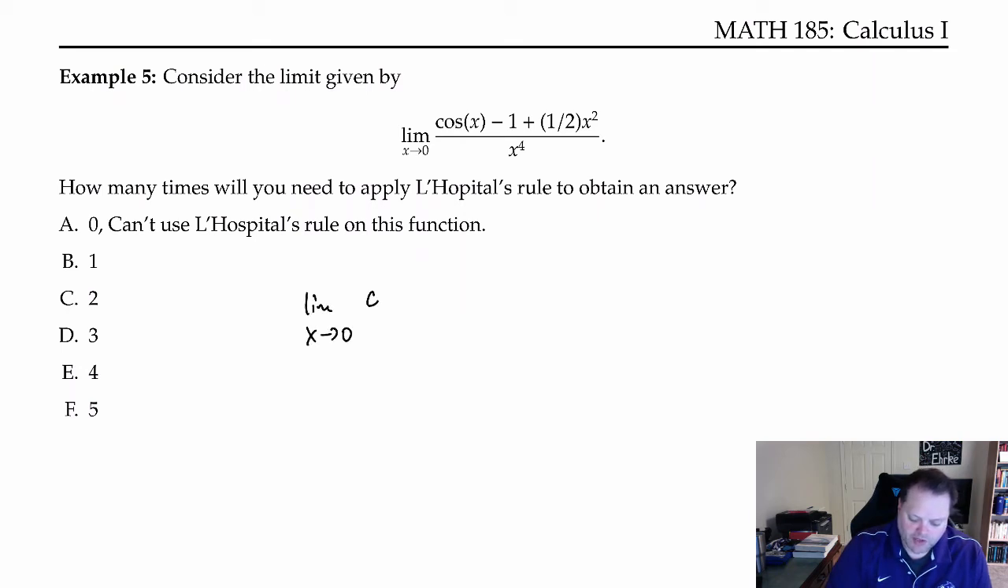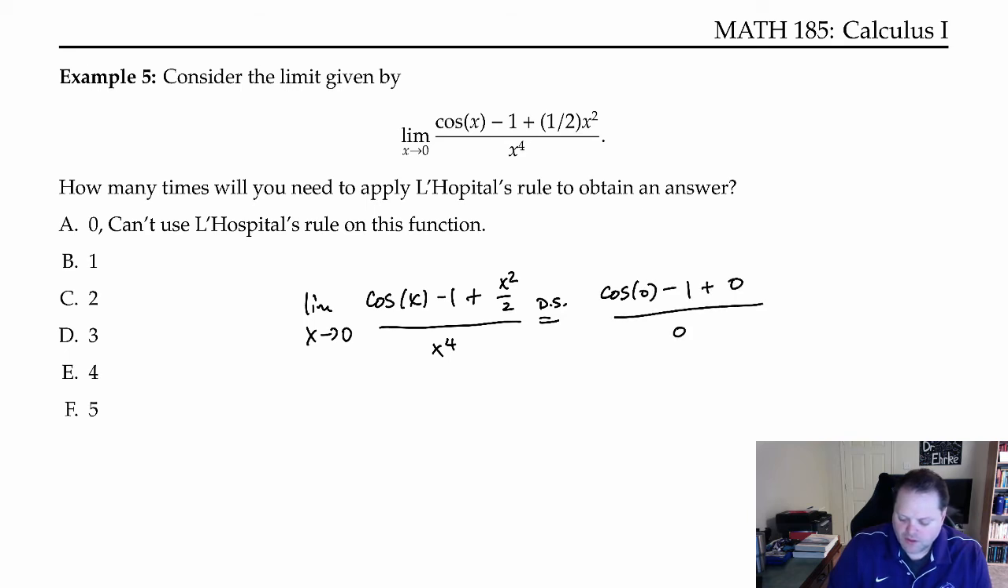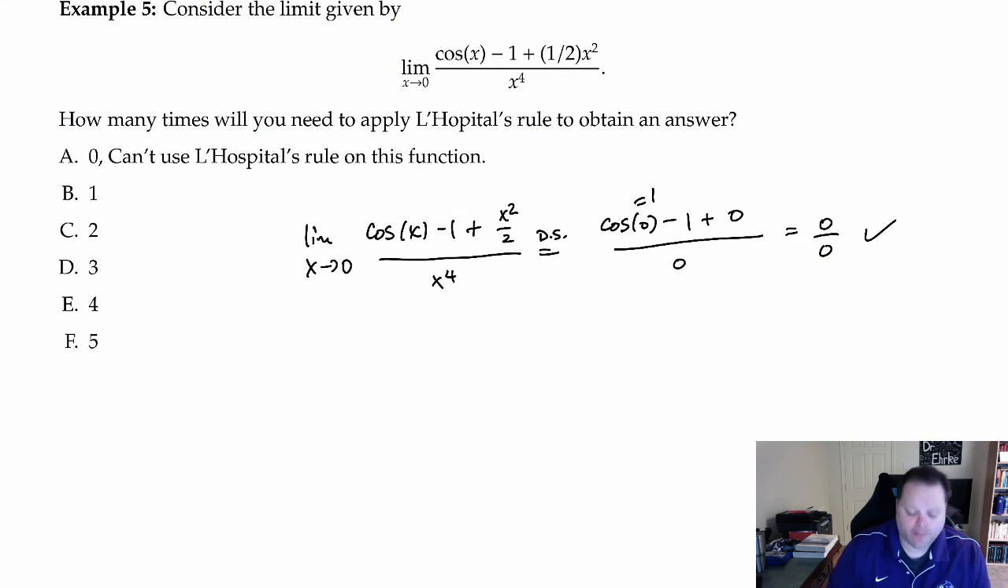We'll start with the limit as is and see if we have the correct indeterminate form. If I directly substitute in 0, I'll get cosine of 0 minus 1 plus 0 over 0. Remember, cosine of 0 is 1. So that's 1 minus 1, which is 0 over 0. We have the correct form to continue.